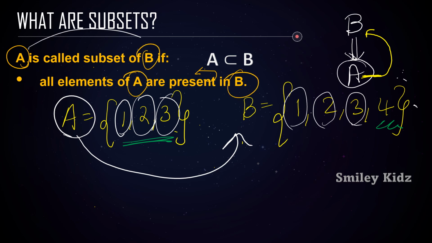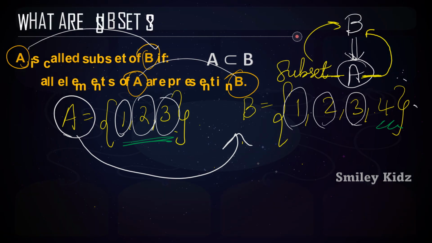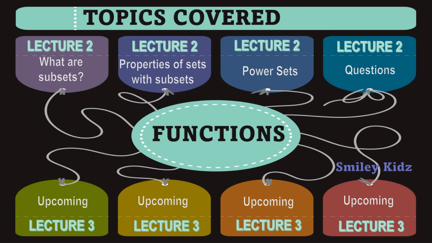So it is in this manner. Alright, what is the statement? You're going to learn the statement as well. A is called a subset of B if all the elements of A are present in B. That is known as a subset. Here, A is called the subset of B. Fine. Now, if you move on and discuss the properties, you'll be able to get it better.